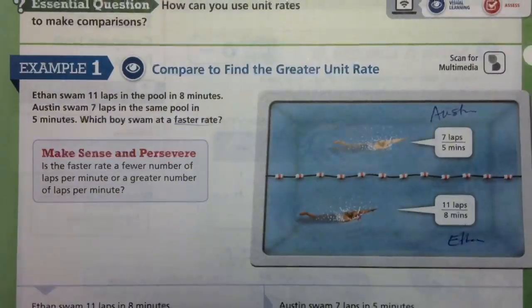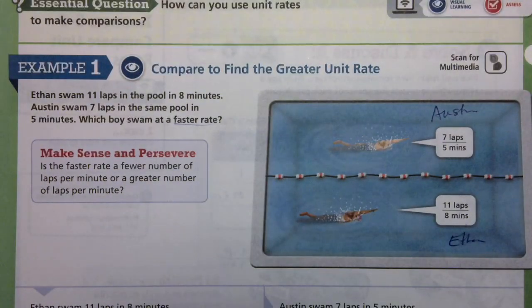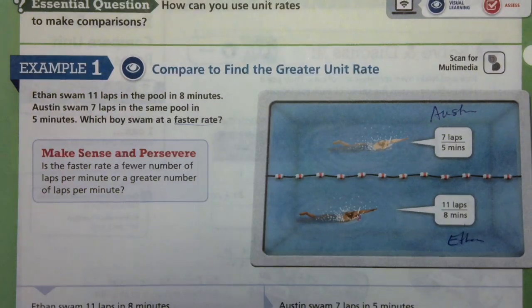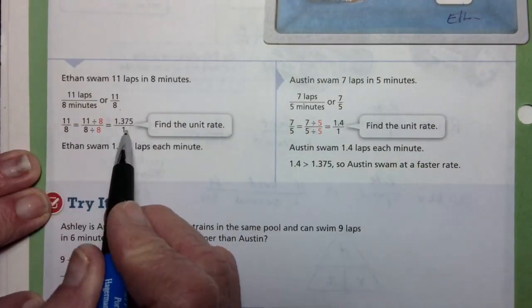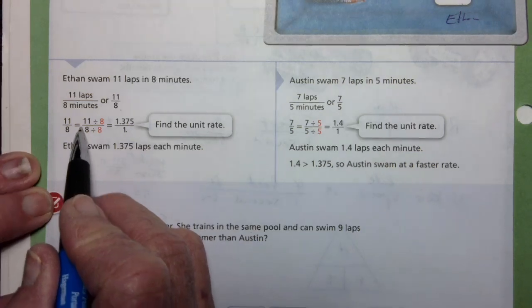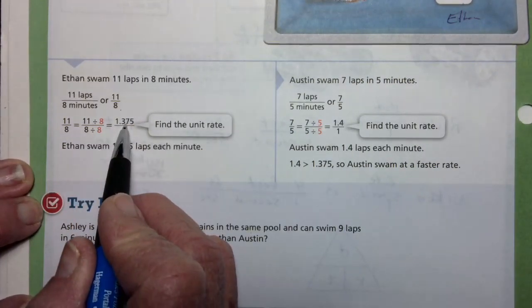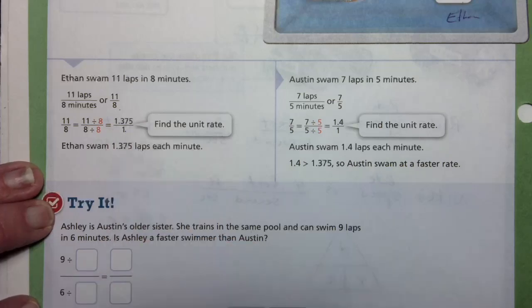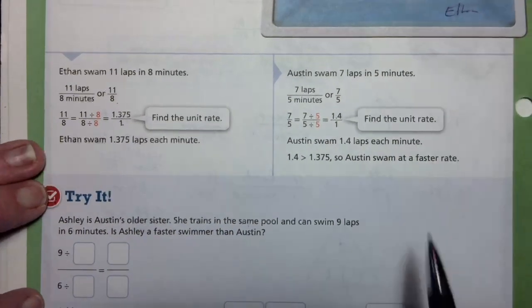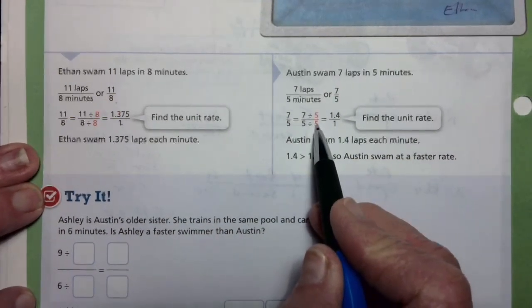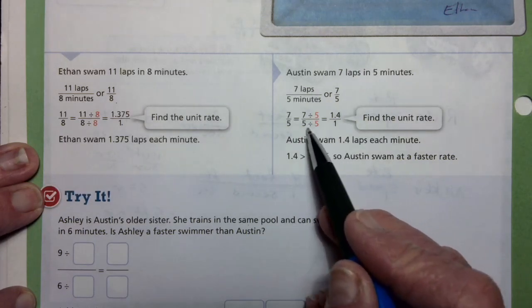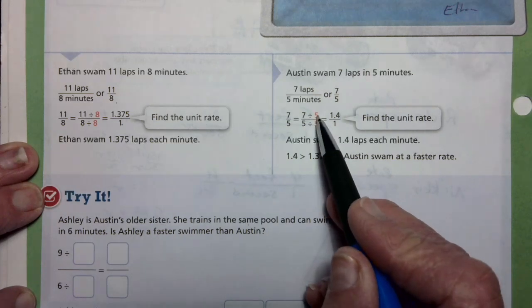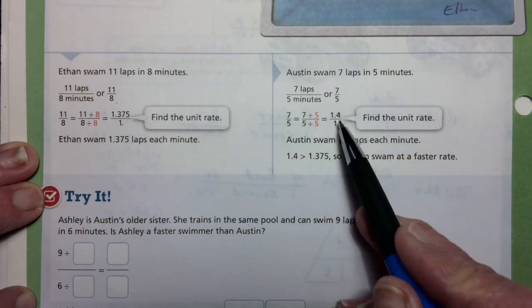Okay, now this gets a little bit ugly, and I hope you have some calculators in your room to do some of this so it doesn't take you too long. But look at Ethan. We're going to take and divide this bottom number by 8 to get a 1. And so you can see that when we take 11 and divide it by 8, it's going to give us a decimal number. But this still is a unit rate. And then when we do this one over here, we're going to turn that bottom number into a 1 by dividing the 5 by 5, because we want it to be a unit rate. So whatever we divided the denominator by, we must divide the numerator by. Well, when you take 7 and divide it by 5, you get 1.4.